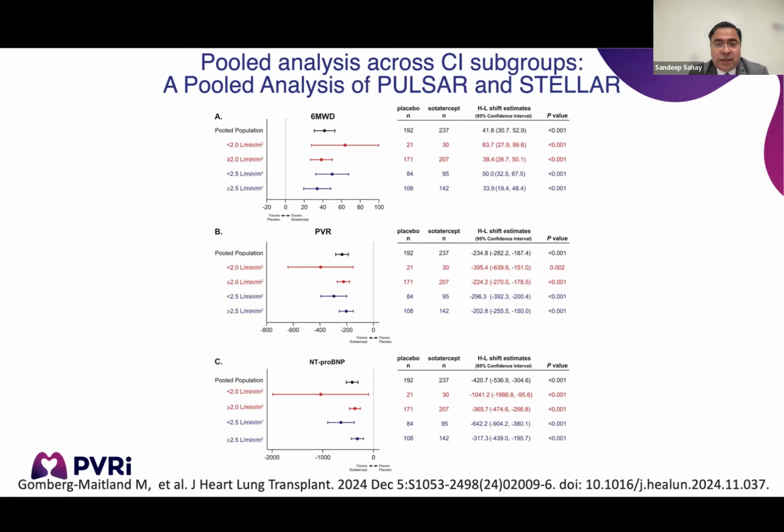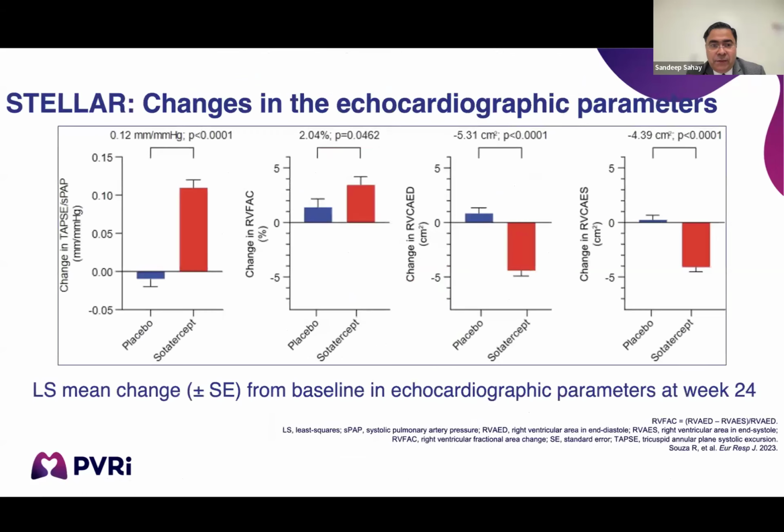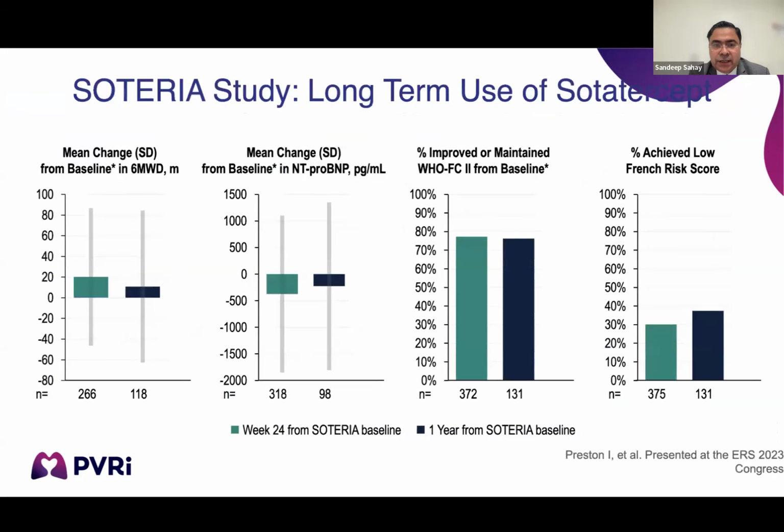Their 6-minute walk distance, as you can see, improved dramatically, as did PVR and NT-proBNP. So across the board, it showed improvement regardless of the cardiac output at baseline. This slide just highlights the changes in the echocardiogram. And as I mentioned earlier, most of the echocardiographic parameters also improved in this patient population who were on Sotatercept.